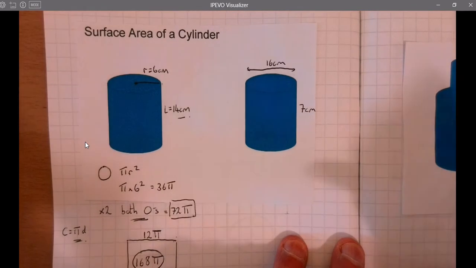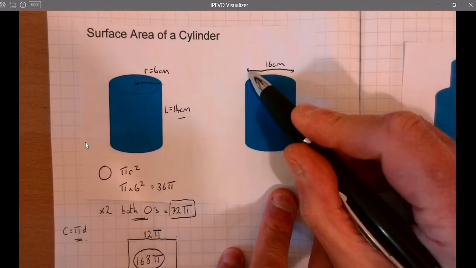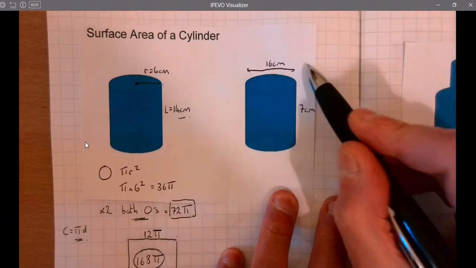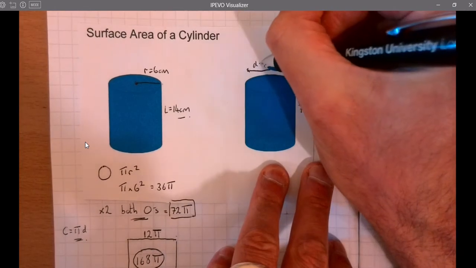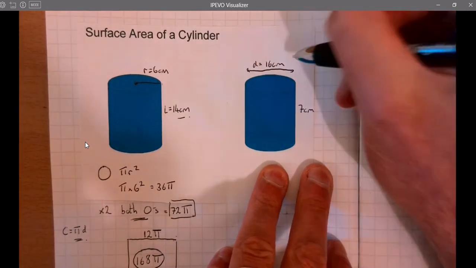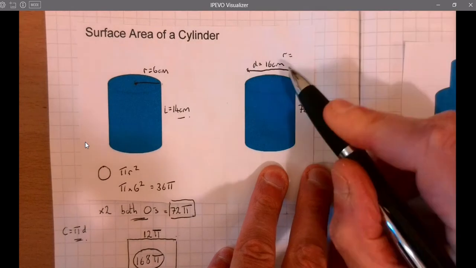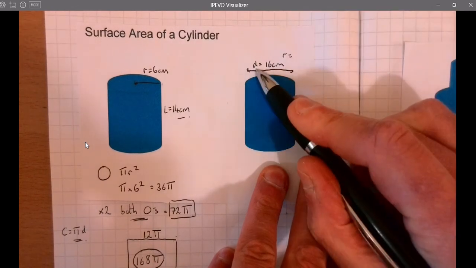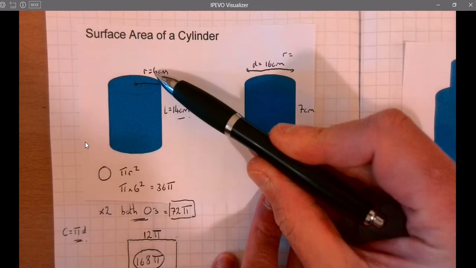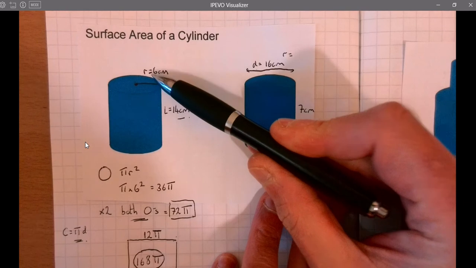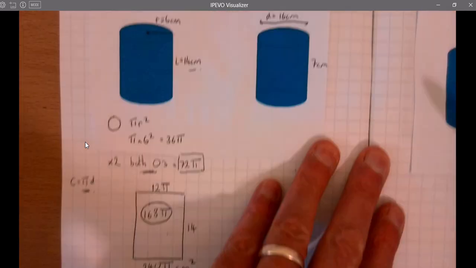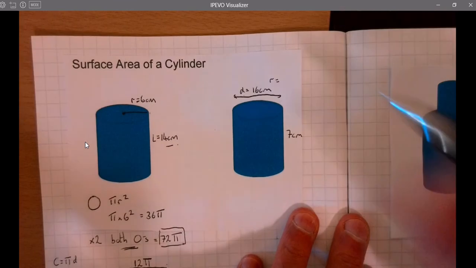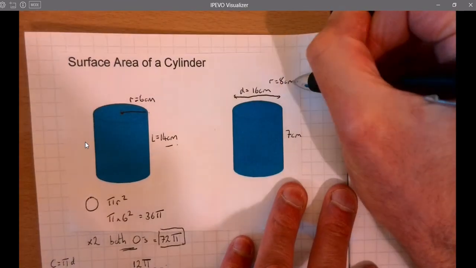So I've told you this time, the only real difference of the question is that I've told you the diameter and I haven't told you the radius. So what's always a good idea is just to write down D equals that, and R equals, so remember the radius is half the diameter. Remember on the first question, I told you the radius, and then we needed to know what the diameter was for when we did this bit down here. So over here, the radius would be 8 centimeters.